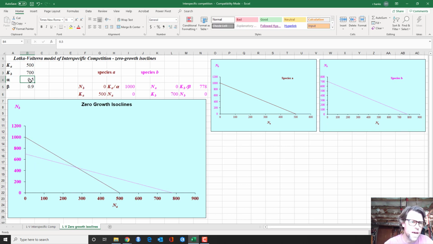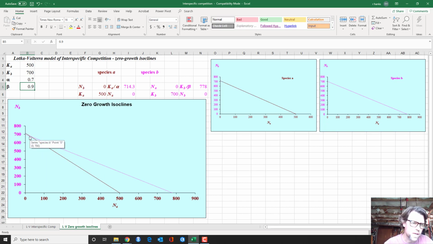And then alpha, if we change alpha from 0.5 to 0.7, you can see that that really changed where the species could coexist. In this example, there'd be a really high population for species B and a really low population for species A because of the increase in competition between the two, and species A would sort of be the loser in that situation.